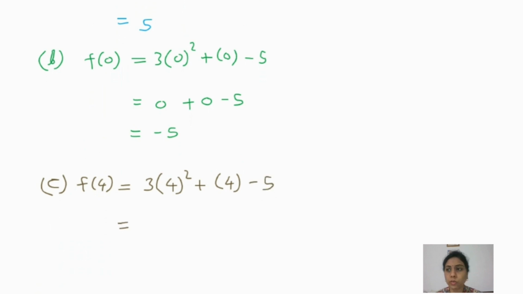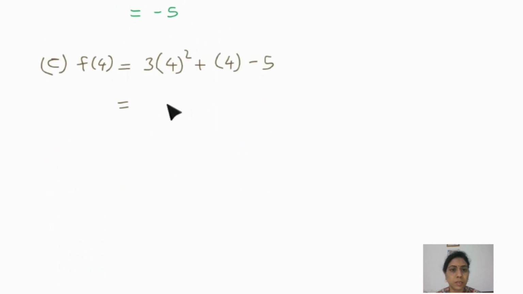So what is 4 square? 16, plus 4, minus 5. 16 times 3 is 48, plus 4, minus 5. 48 plus 4 is 52. 52 minus 5 is 47.